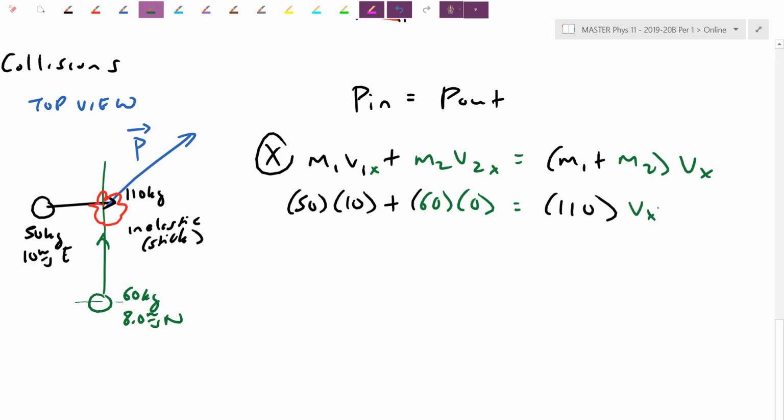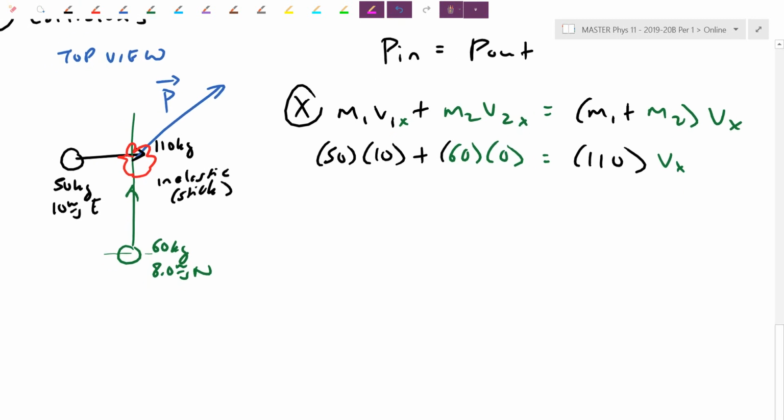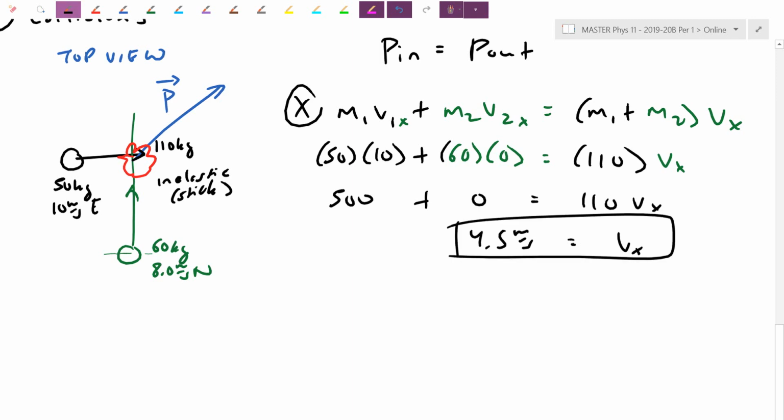So let's just punch it through here. We're going to have 50 times 10, which is 500. This one here so far is contributing no momentum. This gives you 110 Vx. Therefore, the velocity in the X direction, 500 divided by 110, gives me 4.5 meters per second. Right? So that one there is the final velocity in the X direction.